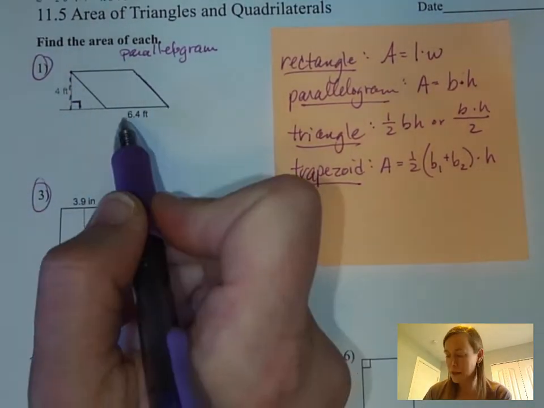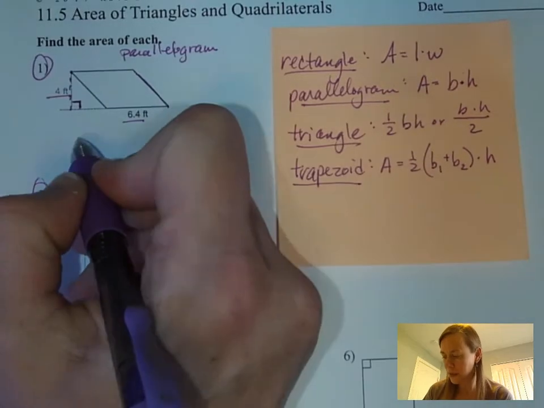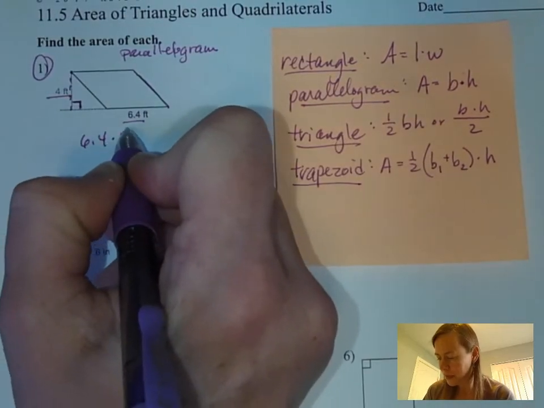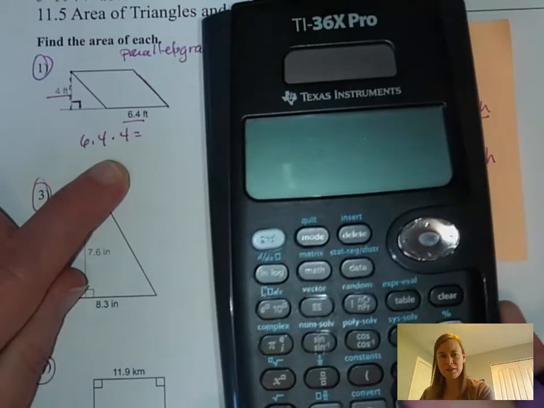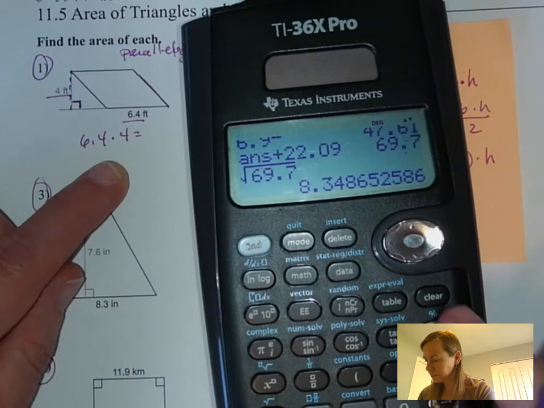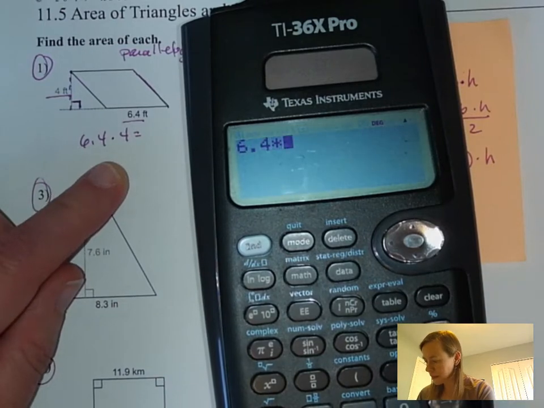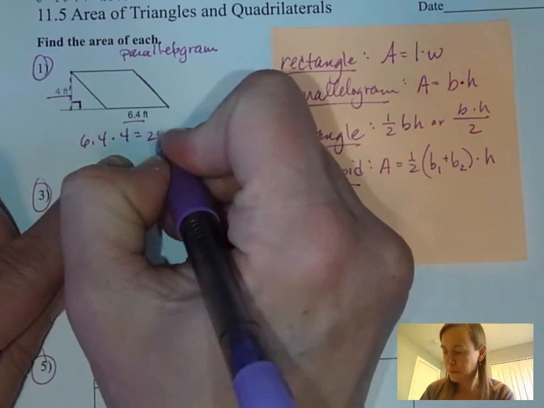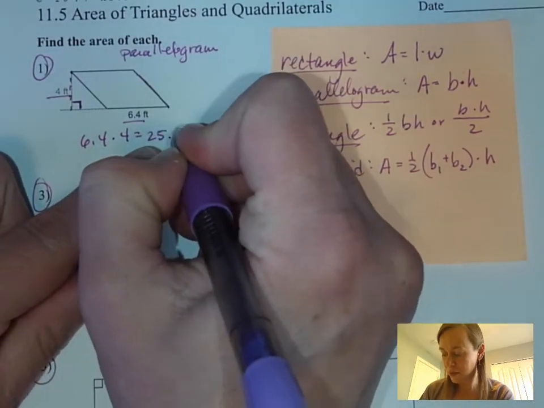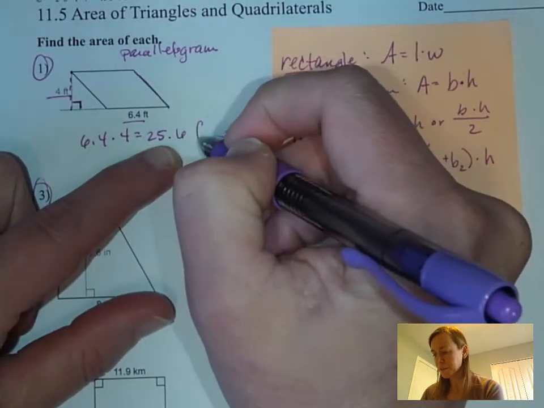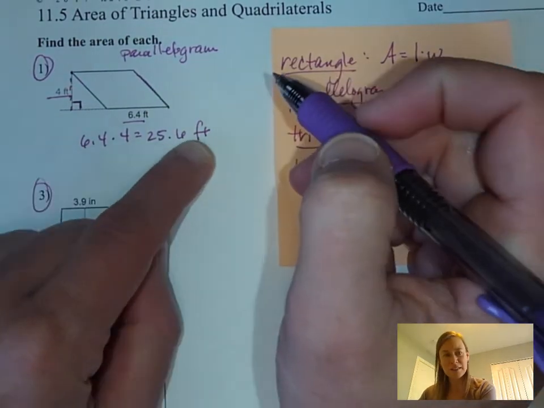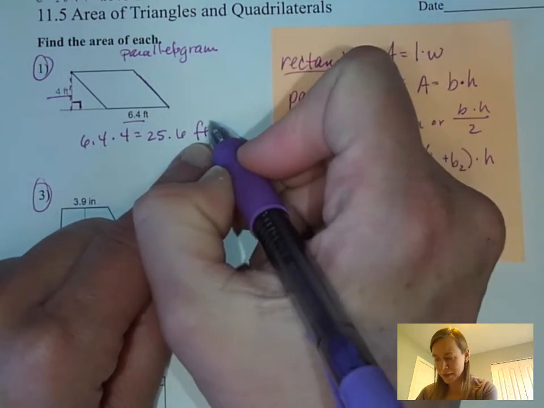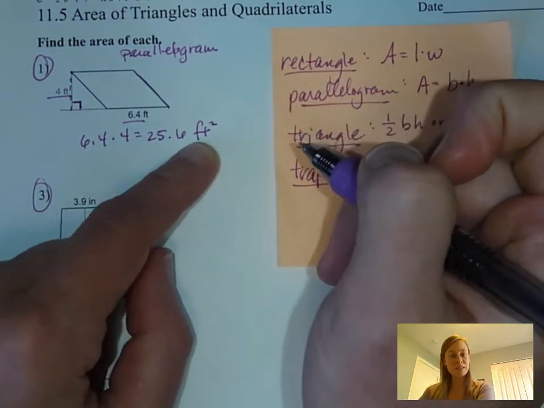So let's multiply the base times the height and see what we get. 6.4 times 4 equals, this is where your calculator comes in handy. 6.4 times 4 equals 25.6. Don't forget your feet, 25.6 feet, and because this is area, you're going to say feet squared. You're going to add that little exponent to the feet. So you could say square feet.